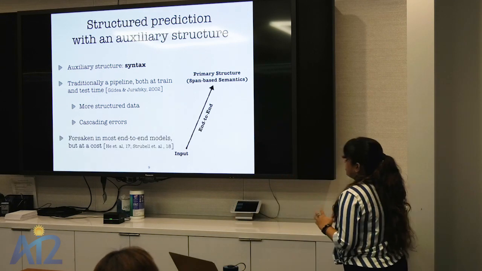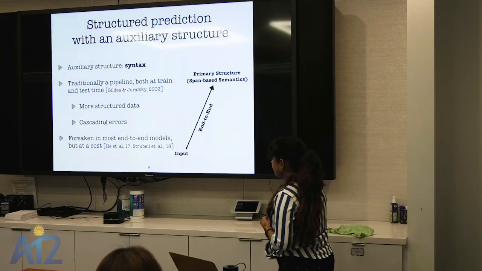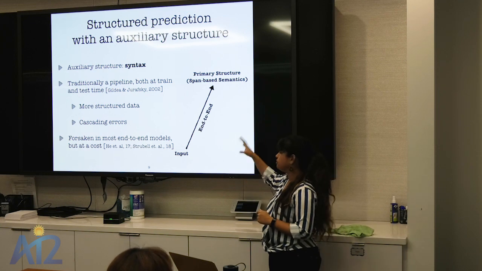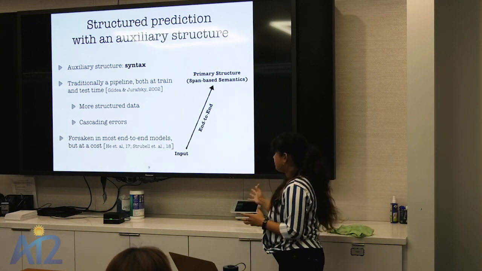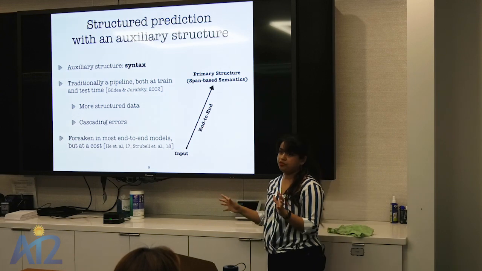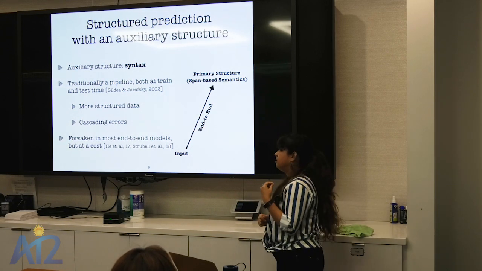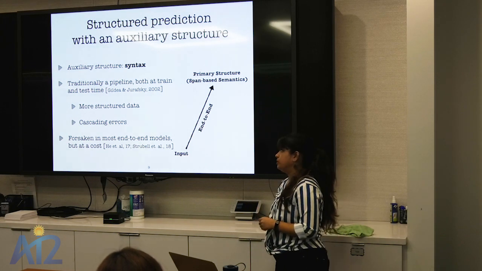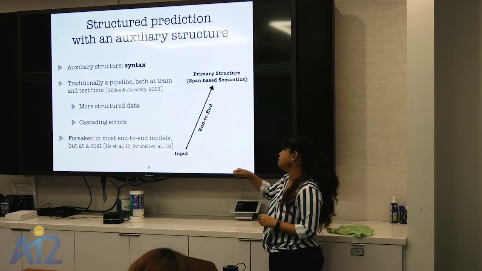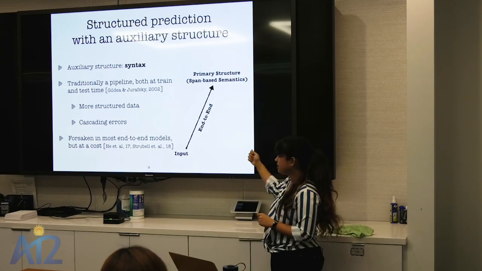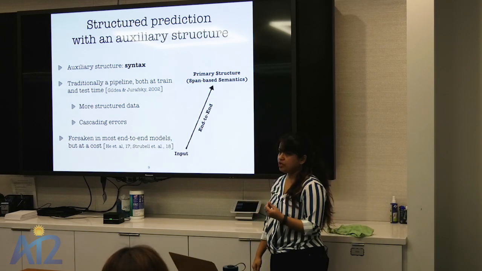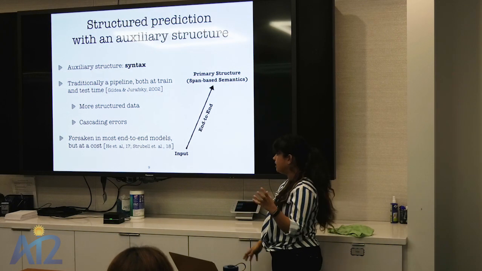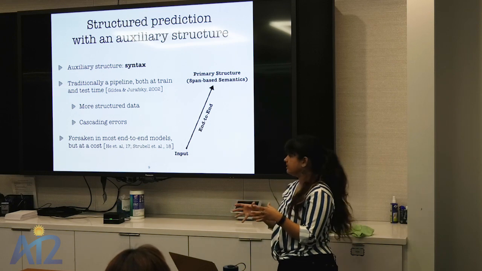And one way to overcome these kinds of cascading errors is to use an end-to-end approach, where you go directly from the input to the primary structure, which is span-based semantics, without involving any syntax. Now, even though that has been shown to work very well, it has also been shown that if one was to incorporate syntax in these models, we would get even better performance. So we would be losing some amount of performance in giving up this intermediate auxiliary syntactic structure.